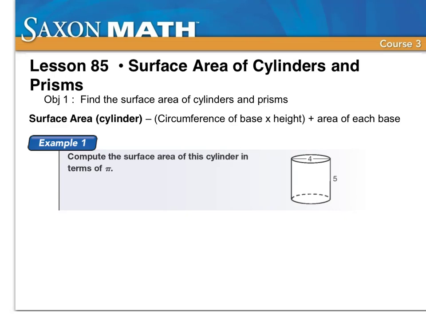We are moving on to lesson 85. We're talking about the surface area of cylinders and prisms. Okay, and it says to find the surface area of cylinders and prisms. For your objective here, get that written down.